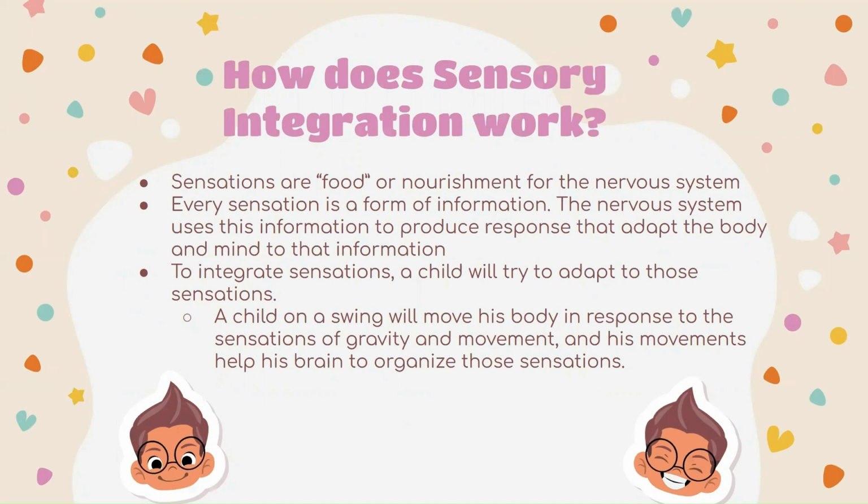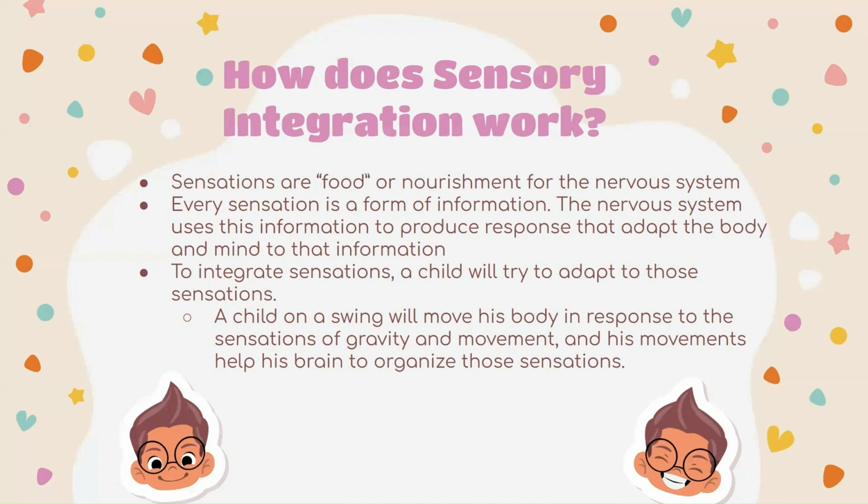But before our body can make an adaptive response, we must organize the sensations from our body and from our environment. We can adapt to a situation only if our brain knows what the situation is. When a child acts in an adaptive manner, we know that their brain is organizing sensations efficiently. A well-organized adaptive response leaves the brain in a more organized state. To integrate sensations, a child will try to adapt to those sensations. A child on a swing will move his body in response to the sensations of gravity and movement, and his movements will help his brain to organize those sensations.